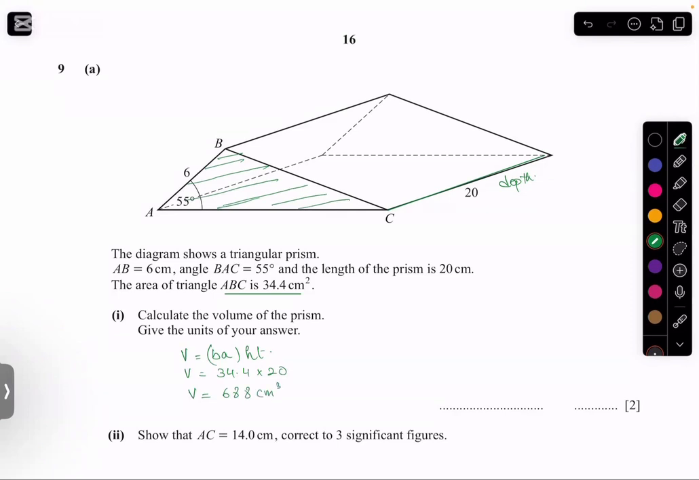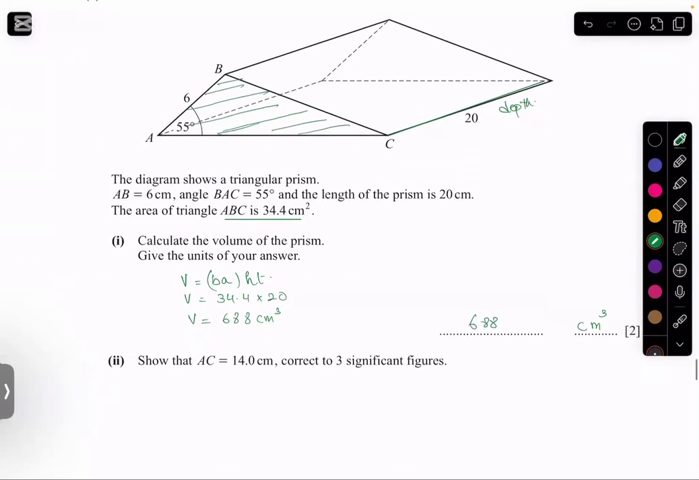They have said give the units of your answer, right? So do not forget to write the units of the answer. It's going to be 688 centimeter cube here. So this part was simple, no problem here. It's just 688 centimeter cube.